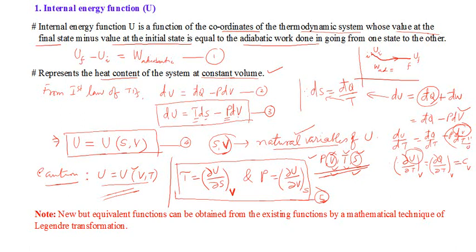When you keep volume constant, what will be dV? dV, when V is equal to constant, dV will be equal to 0. So this term will be 0. When this term is 0, what is remaining? You get dU equal to TdS. So from that, can you write what is T equal to? T will be equal to dU by dS.